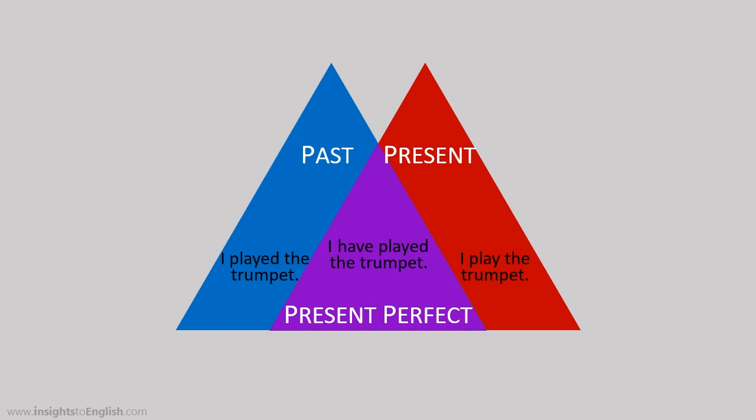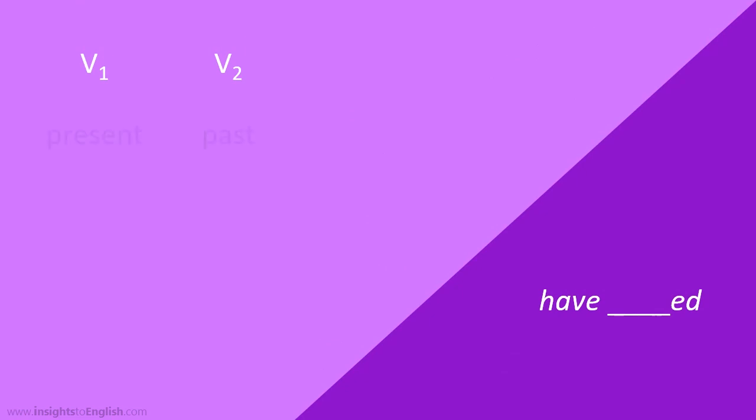Yeah, I've heard that before. Like, I've played the trumpet since I was 8 years old. Yeah, that's a great example. All we have to use is have before play-ed. Pretty much. That works for most verbs, but remember that some verbs change a bit when they become past.